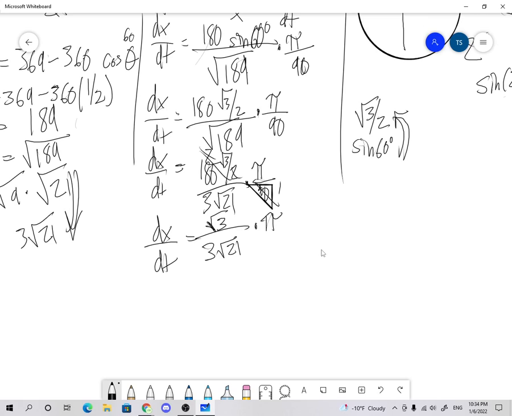Oh yeah. Okay. Yeah, so I'm going to multiply this by this. Okay. So what I'm going to have is square root of 3 dx/dt is equal to square root of 3 pi over 3 square root of 21 square root of 3.